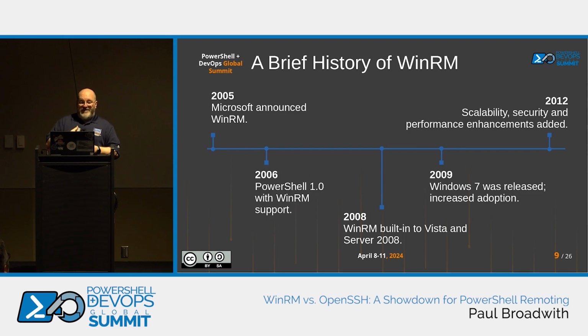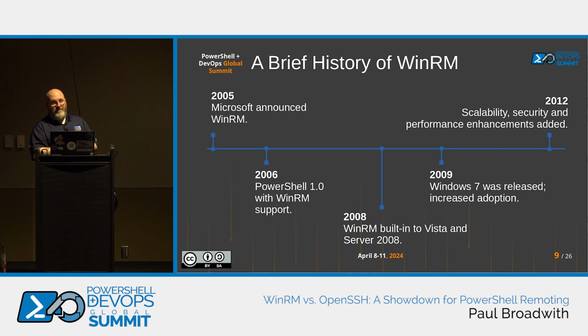And a little bit of a brief history. In 2005, Microsoft announced WinRM. So that was 19 years ago that WinRM was kind of announced. PowerShell 1 was released with WinRM support in 2006. And then, as I mentioned in the previous slide, WinRM was built into Vista and Server 2008. And that's the first time we really got it as part of the operating system built in, as really part of Windows. And then in 2009, Windows 7 was released.